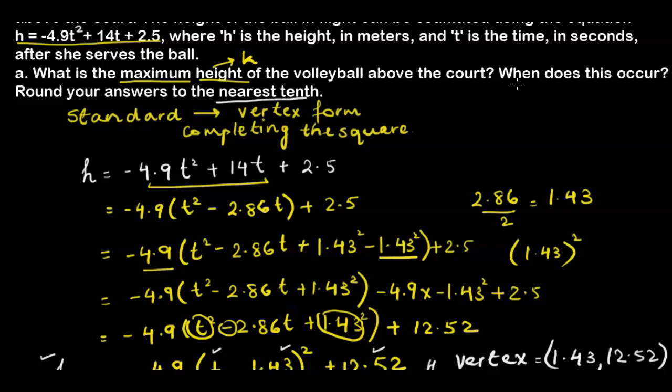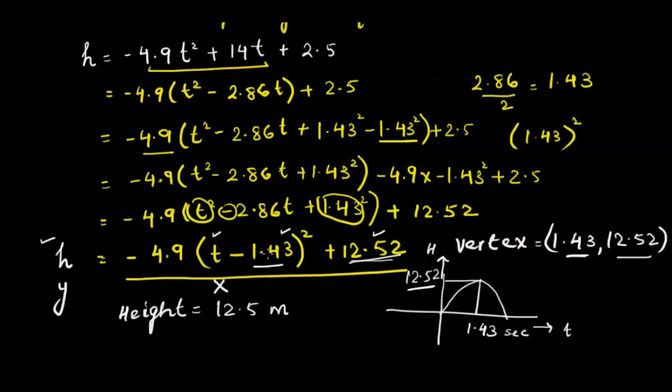Next part of the question wants us to write down when does this occur, means when does this height occur. When means time. So at what time would we see the maximum height? That's a different way of saying the question. And we notice here that the time at which the maximum height is going to be 12.52 meters is 1.43 seconds. Therefore, the answer is time equals 1.4 seconds, because we have to write the final answer to the nearest tenth or one decimal place. So this completes our part A of the question.